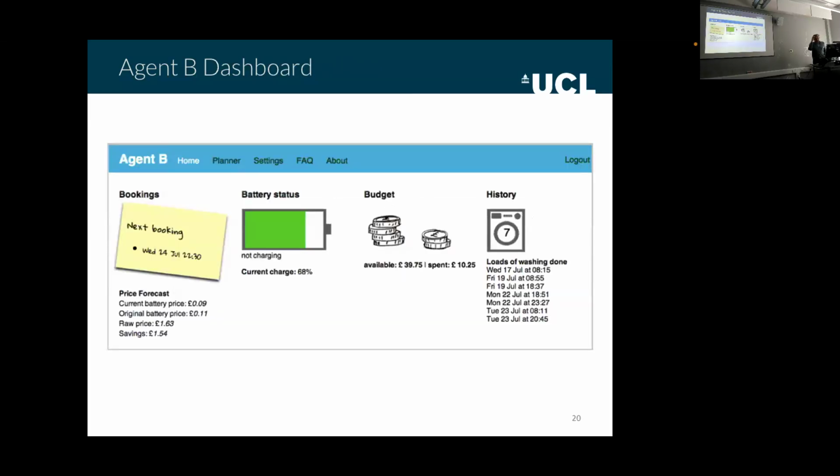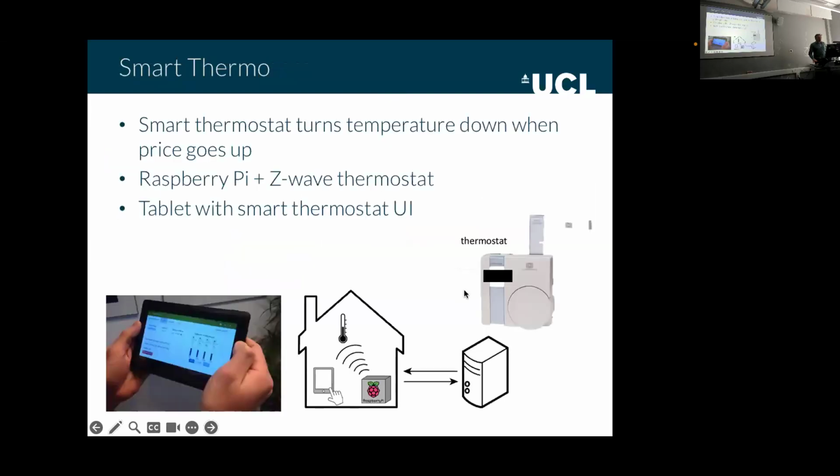So the system also includes a dashboard page, which you see on the slide, and this shows information about the next scheduled booking, how much charge is stored in the virtual battery, the budget, how much you have available, how much you spent so far, and for accountability, a list of washings that you've done, so you see where your budget went so far. The third and last system of this collection is a smart thermostat.